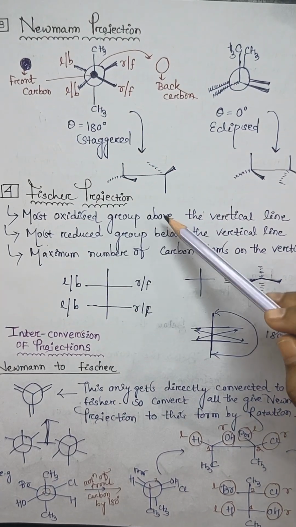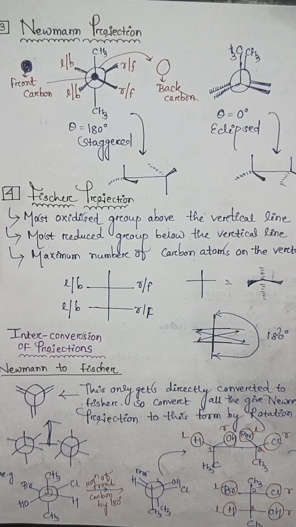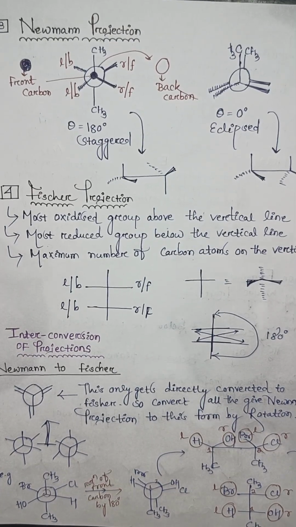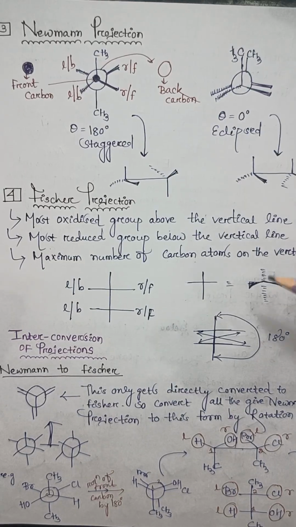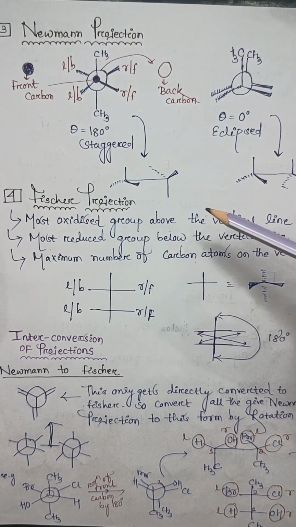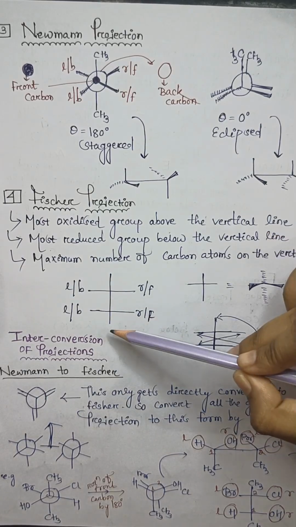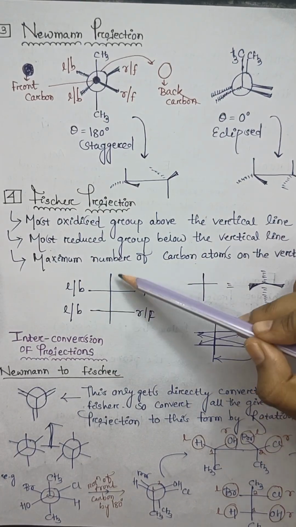Next one is Fischer projection. There are certain rules while representing the molecule in Fischer projection. First one is the most oxidized group should be on the vertical line. This is the vertical line, this one is the horizontal line. Most reduced group should be below the vertical line, that means on this side. Maximum number of carbon atoms should be on the vertical line.